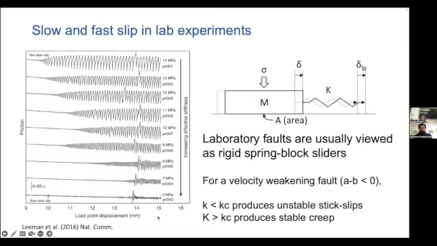These types of observations on lab faults typically come from 5 to 10 centimeter long faults. And the general view in the community has been that they're rigid spring block sliders, meaning that the entire fault moves all at once at the same time. So when you reduce the normal stress, what you're doing is you're making the critical stiffness, or K sub C, smaller, or increasing the effective stiffness to move across a bifurcation.